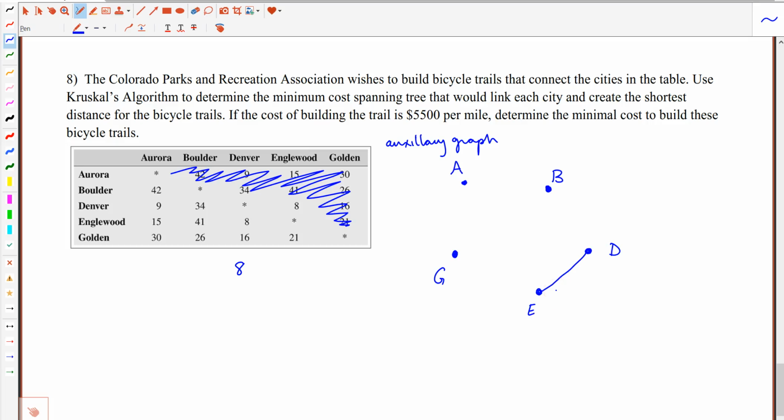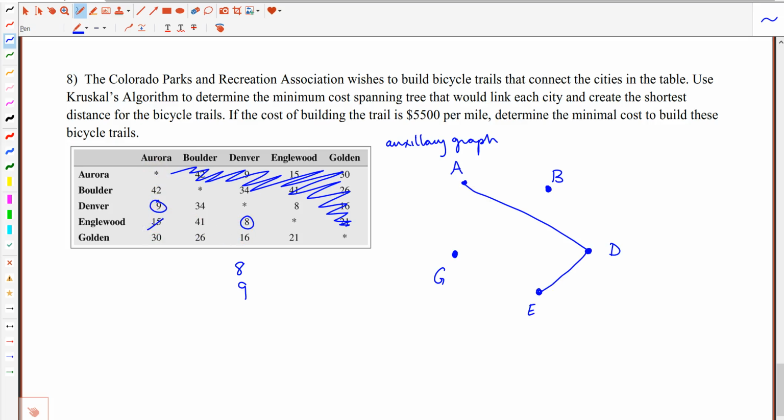The next lowest weight after that is from Denver to Aurora, with a weight of 9. So maybe I'll circle these so I keep in mind what numbers I'm grabbing. So from Aurora to Denver, let's draw on that edge as well. Okay, from here on out I'm going to have to be careful not to build any circuits. The next lowest number after this is 15. That's from Aurora to Inglewood. If I were to draw that in right now, I'd create a circuit right here. So this 15 is out.